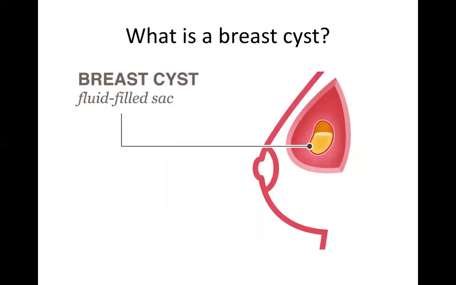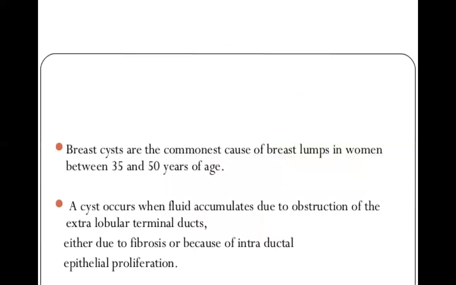So what is a breast cyst? A breast cyst is a sac that is filled with some fluid. They are common in women between 35 to 50 years of age. A cyst occurs when fluid accumulates due to obstruction of the terminal ducts, either due to fibrosis or because of intraductal epithelial proliferation.